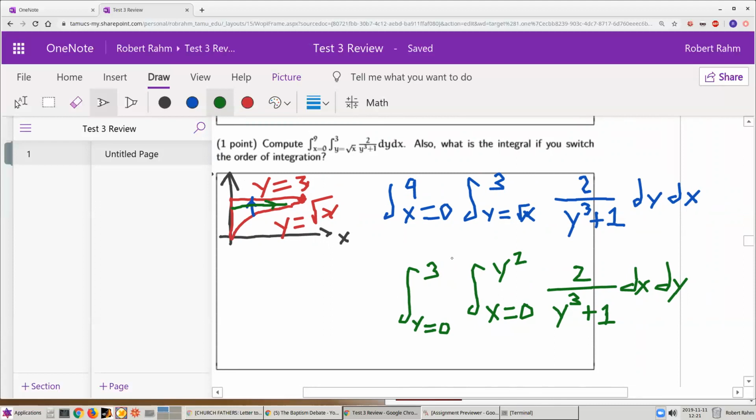But notice that in the green integral, if you do the x integral first, what you're going to end up with is 2y squared over y cubed plus 1. And again, you can do that by using u substitution, in particular, saying u is equal to y cubed plus 1.